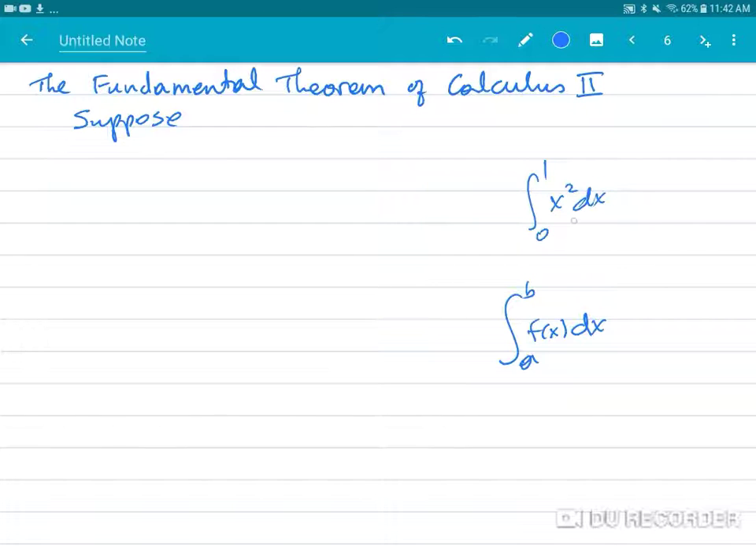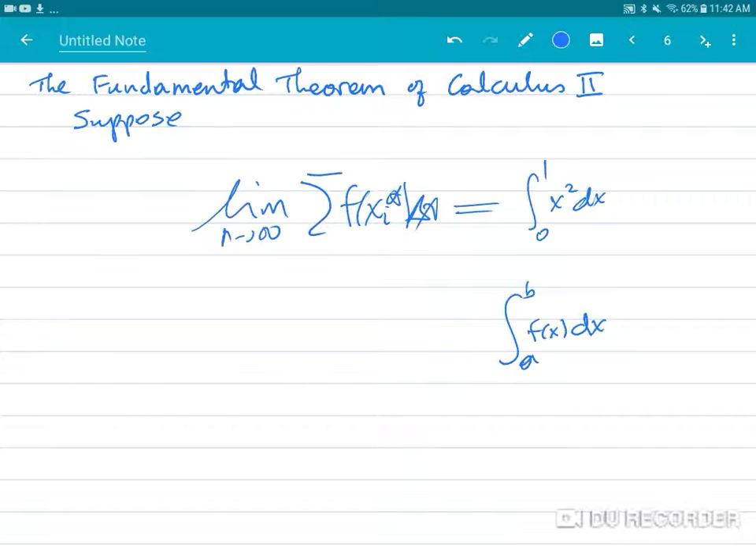Now, because I have limits, this becomes a definite integral, which is the limit of some sum. So I have to do a summation and then take a limit of that as delta x approaches 0, or as n approaches infinity. That's how I would have to do this. But now this theorem will give me another way of doing it.